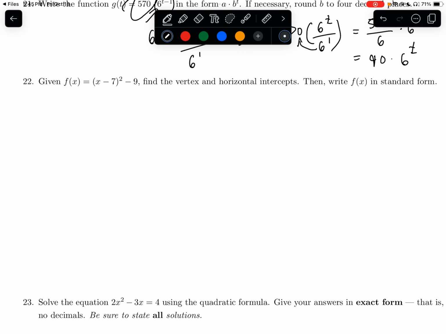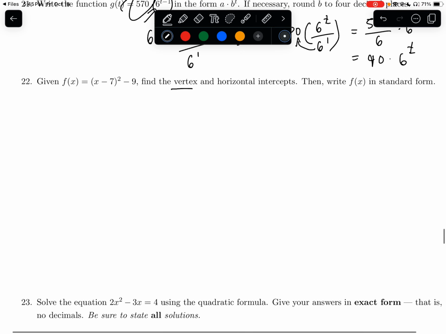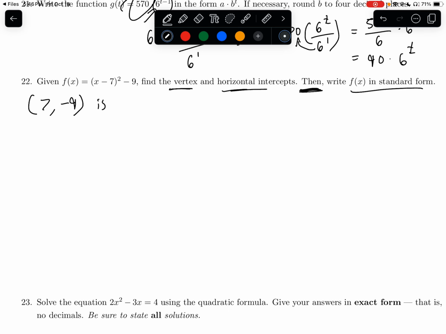Okay. For this function, find the vertex, the horizontal intercepts, and then write it in standard form. And maybe this is a clue that you should try to do these two things first, and you should. The vertex is very easy to get. It's already in vertex form, so we already know that 7, negative 9 is the vertex. There's not really a lot of work that we had to do to get that.